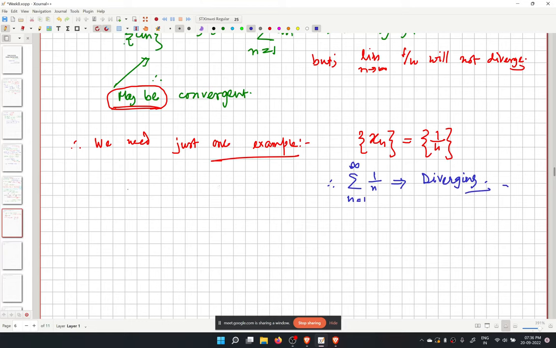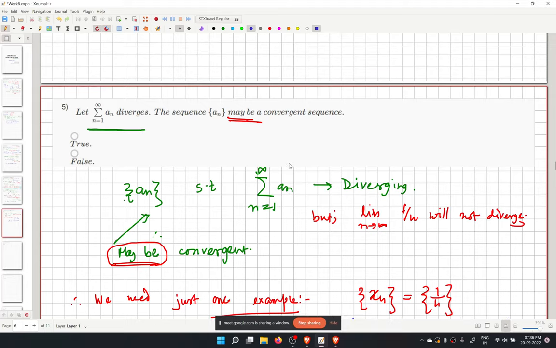This is diverging, but we can easily prove that the limit as n tends to infinity of 1 over n is equal to 0. So that means the sequence itself is converging. So this is one example, which means that the statement here is true. This is the correct answer.